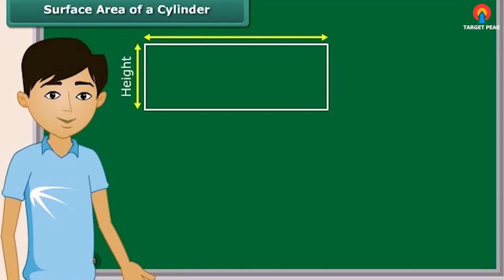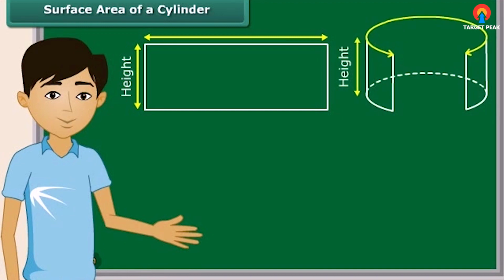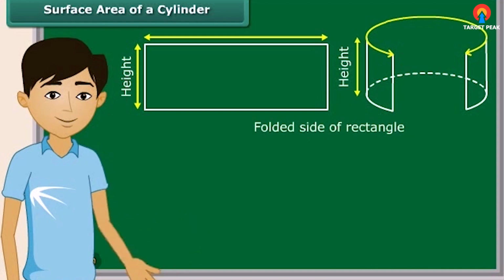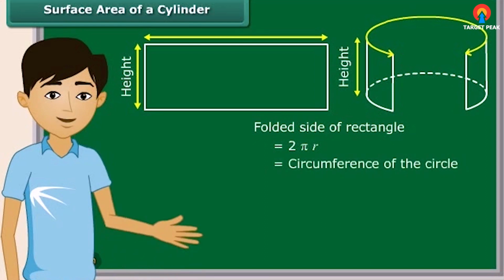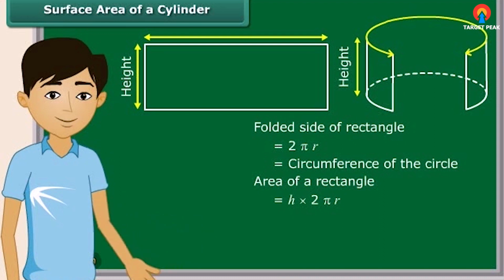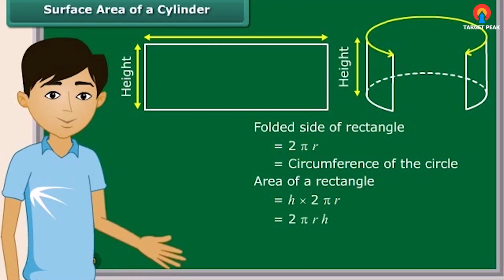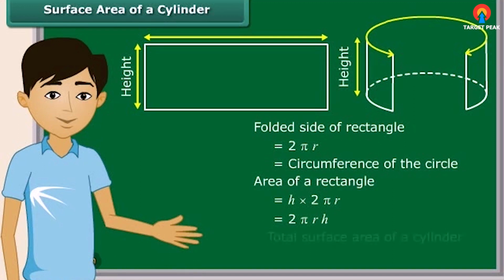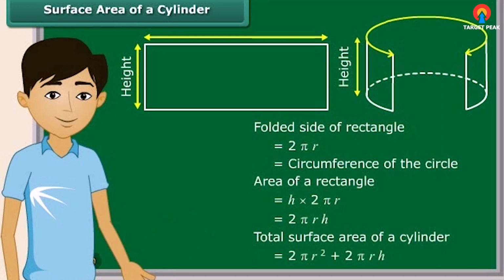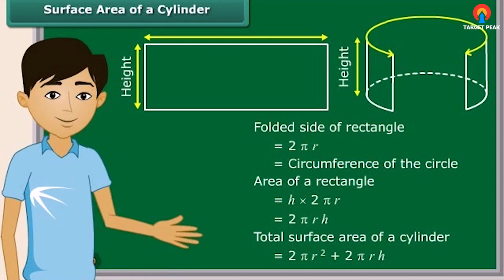Let us take a closer look at our rectangle. As this rectangle is being folded, this side becomes the perimeter of the resulting circles. Thus, the folded side of the rectangle must be equal to 2 into pi into r, which is the circumference of the circle. To get the area of the rectangle, multiply h by 2 into pi into r, and that is equal to 2 into pi into r into h. Therefore, the total surface area of the cylinder is equal to 2 into pi into r square plus 2 into pi into r into h.